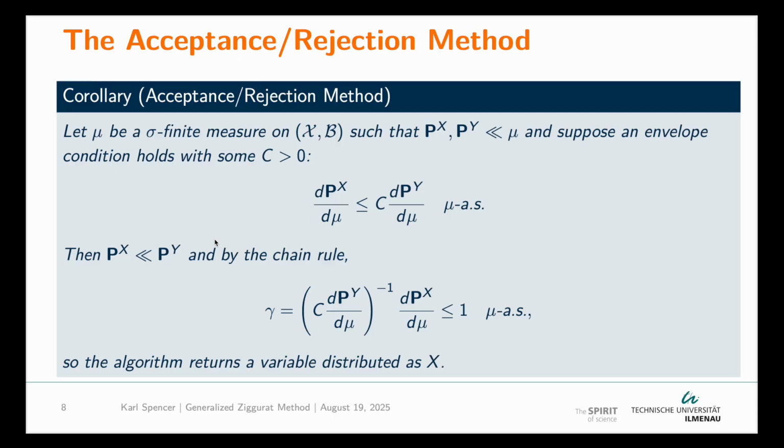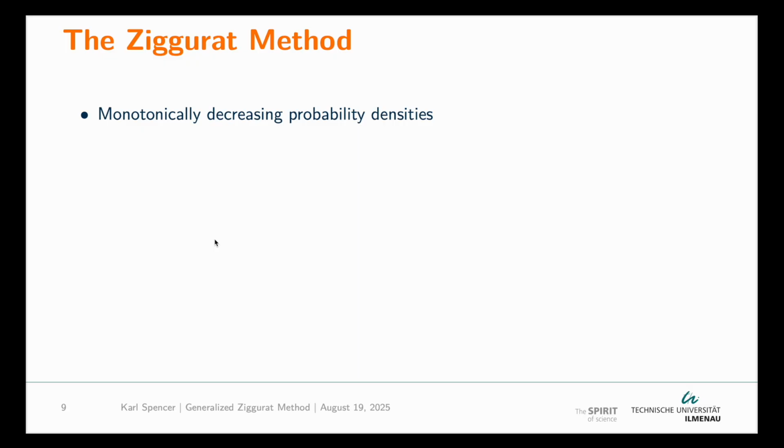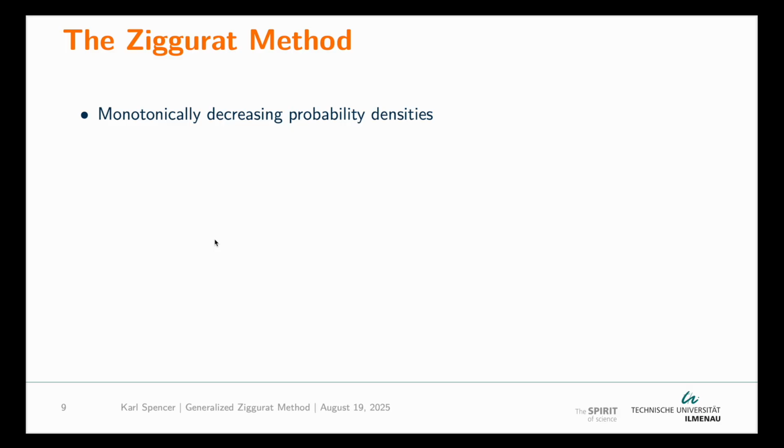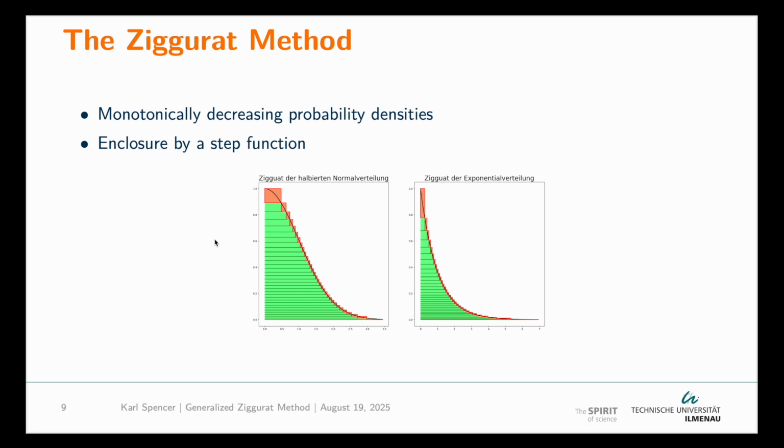For a sigma-finite reference measure to which both of these are absolutely continuous, we then have an enveloping condition which has to hold in order for the algorithm to work. From this we can now build the Ziggurat method, which was proposed for monotonically decreasing probability densities, mostly of scaling-location families. In this method we use 2^k equal-area reference measures to enclose the probability density by a step function. This can be seen here for the normal and exponential distribution.